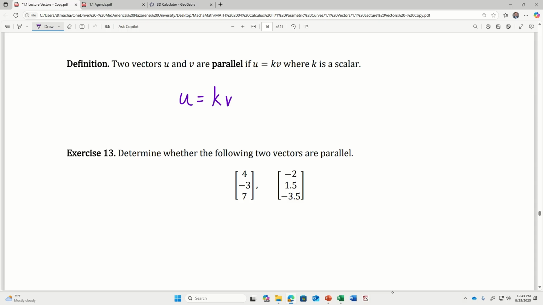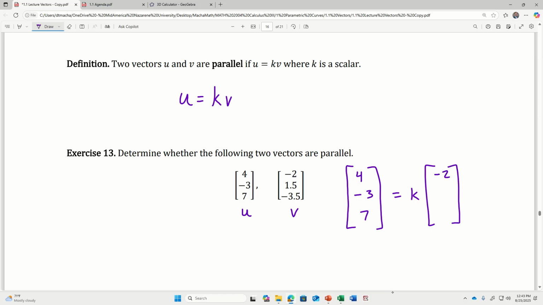So exercise 13 says, determine whether the following 2 vectors, I'm going to name them u and v, determine whether or not these are parallel. Well, if they are parallel, I should be able to write u equals k times v.